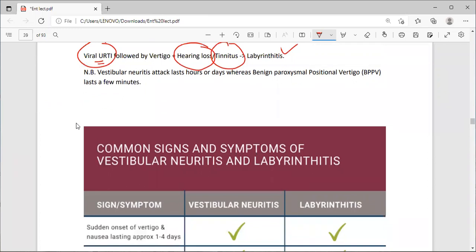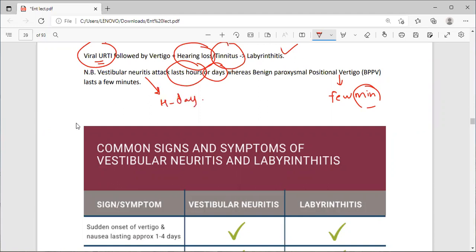The next one is vestibular neuritis that lasts hours or days, whereas benign paroxysmal positional vertigo lasts for a few minutes. Now, this difference is very important. Okay, you must remember that it lasts for seconds or a few minutes. And this one, neuritis, is for hours to days. Okay, this is much longer, but this is a very short period.